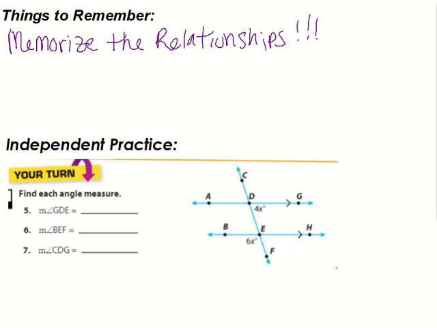So they want us to find GDE, BEF, and CDG. And what they did is they gave us these two angles. These two angles don't have a relationship, but I can move these around and find these relationships. So right now I know, hey, this angle, the green angle, and the blue angle, those are alternate exterior. So since this is 6x, so is this.